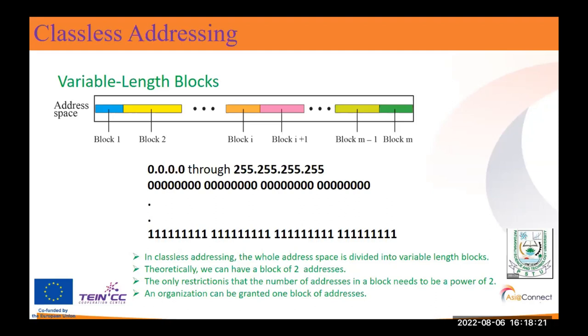200 hosts, you want to connect 200 hosts. In that case, you could not take 200 hosts directly. You need to take 256 addresses, basically 2 to the power 8. You need to take a block whose total address space would be a power of 2. That is an important issue for classless addressing. So I think this is the issue for classless addressing.